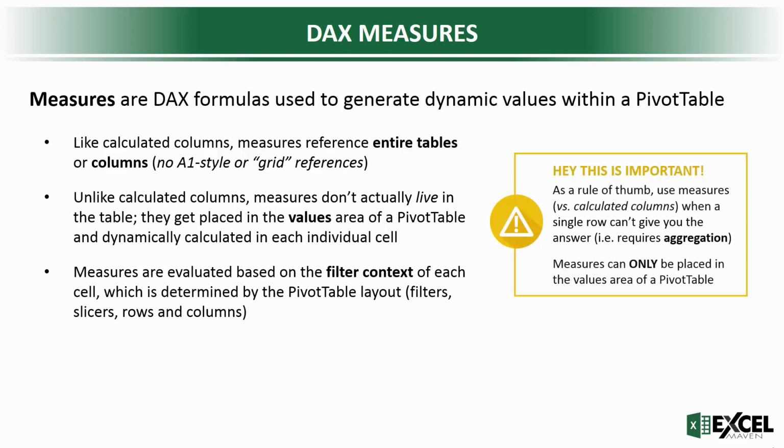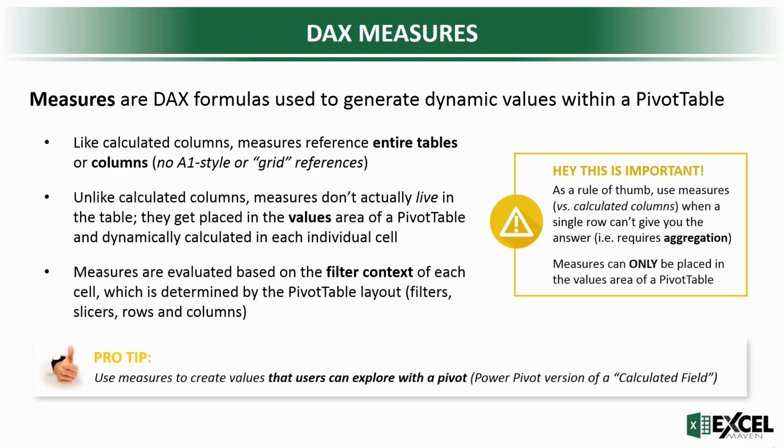So, important box here, rule of thumb: you're going to use measures, not calculated columns, when a single row can't give you the answer. In other words, for fields that require some sort of aggregation. And again, measures can only be placed in the values area of a pivot table. So, pro tip here, use measures when you want to create some sort of values that users can explore within a pivot. So again, it's like the Power Pivot version of a calculated field.